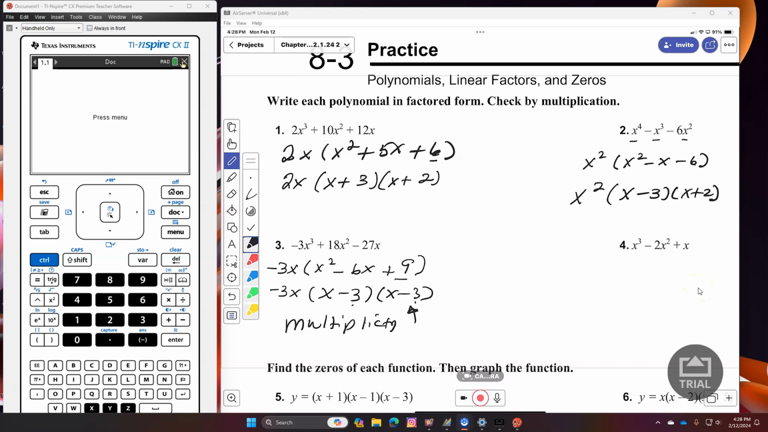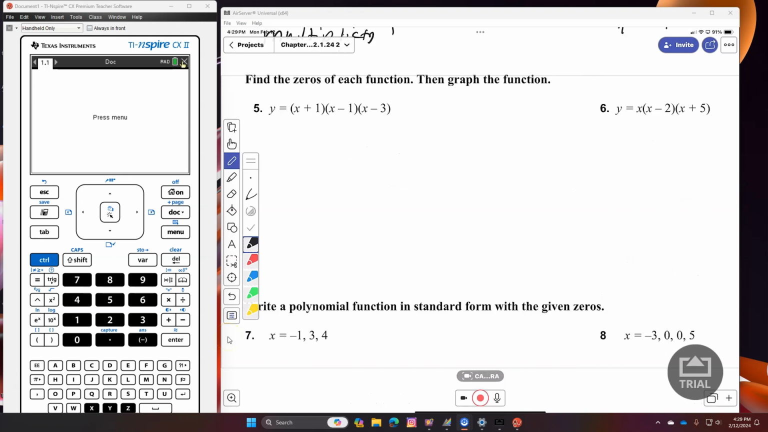Number 4, we have x to the 3rd power minus 2x squared plus x. The common factor is x. So we have x times x squared minus 2x plus 1. Since we were able to factor an x from each of the terms, that's the greatest common factor. The factors of 1 that give you negative 2x are x minus 1 and x minus 1, and once again, that's a multiplicity of 2.